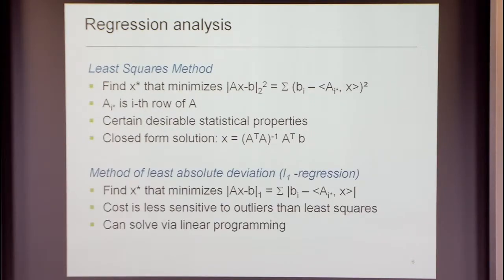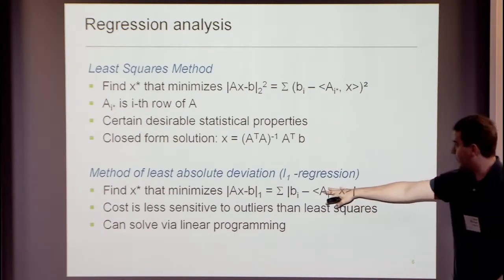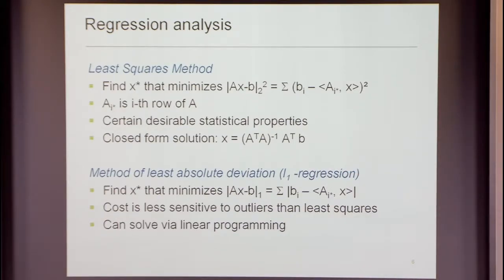Another form is least absolute deviation, or L1 regression. Here you're just trying to find an x star which minimizes the one norm between Ax and b. Typically the cost is less sensitive to outliers than least squares. The reason this is the case is because if one of your measurements bi is corrupt, is slightly bad, then you're trying a lot harder to fit it when you're squaring this difference in least squares than in least absolute deviation.